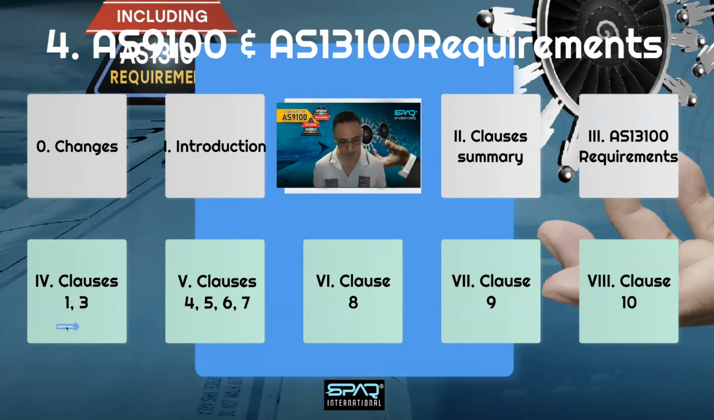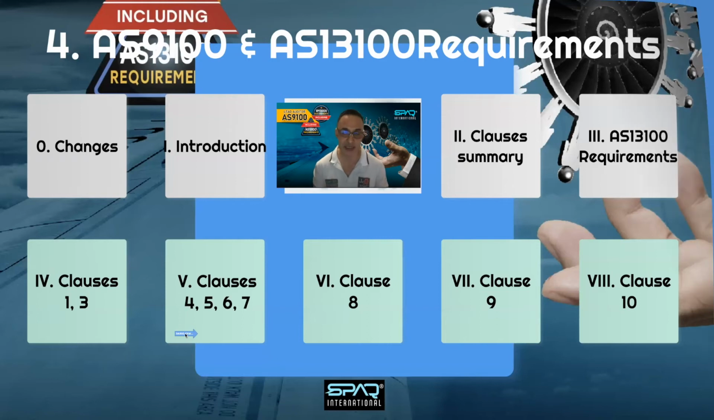After that, we start talking about all AS9100 clauses. Clauses 1 and 3. We are not including clause 2 because clause 2 is basically the reference to ISO 9000. Then we have clauses 4 to 10. In each clause, we are including the additional requirements of AS13100. Let me give you an example.